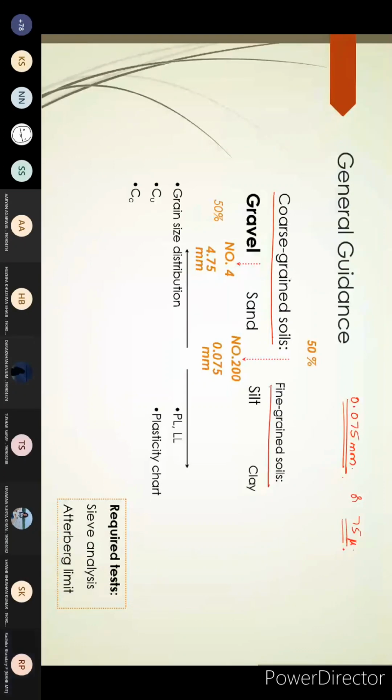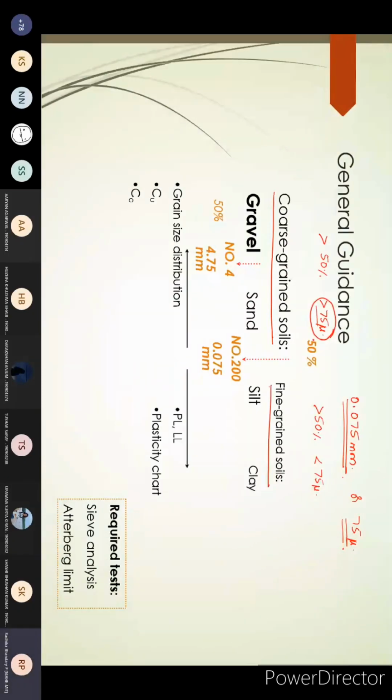So if the soil particles are, say 50%, or more than 50% is having particle size greater than 75 micron, then we call it as coarse grained soil. If more than 50% of soil particles are less than 75 micron size, then we classify them as fine grained soil. So this is the major classification. Okay, first is whether the soil is coarse grained or fine grained. So this is dependent on 75 micron size.